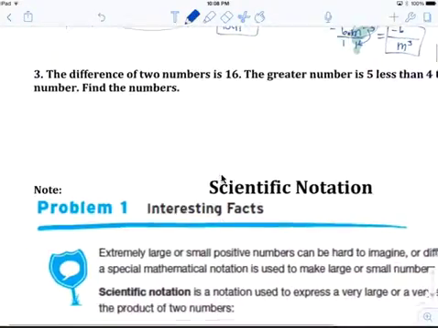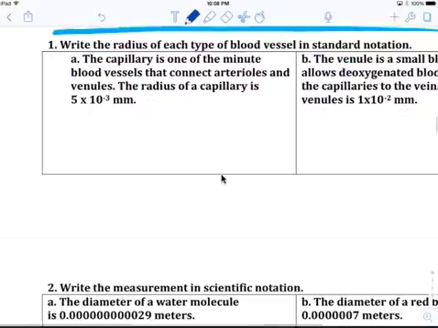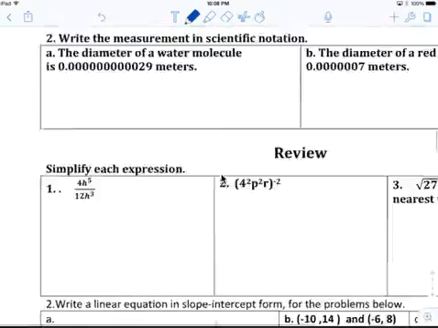We did number 3 in class. Okay, and we wait on this until after the test, and I'll go over it again.